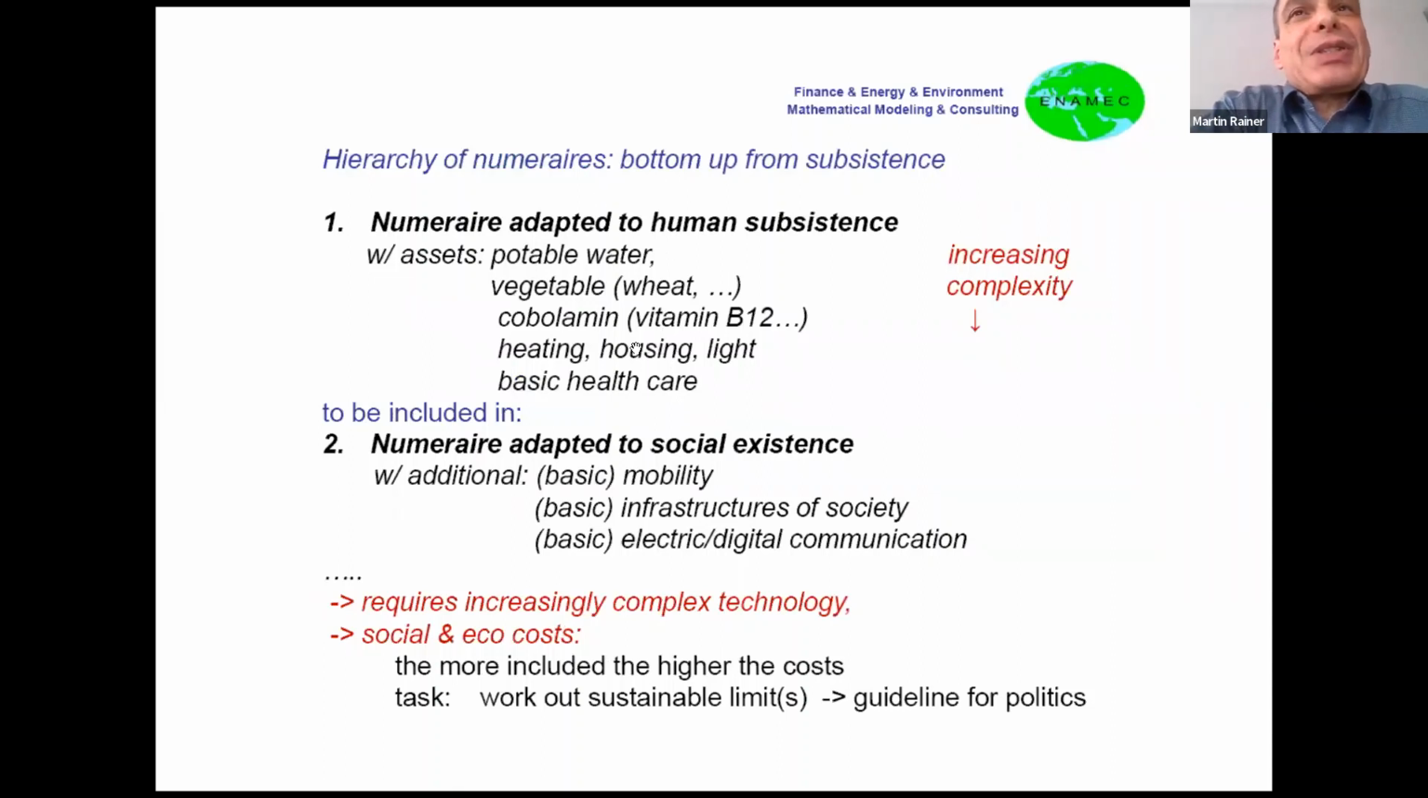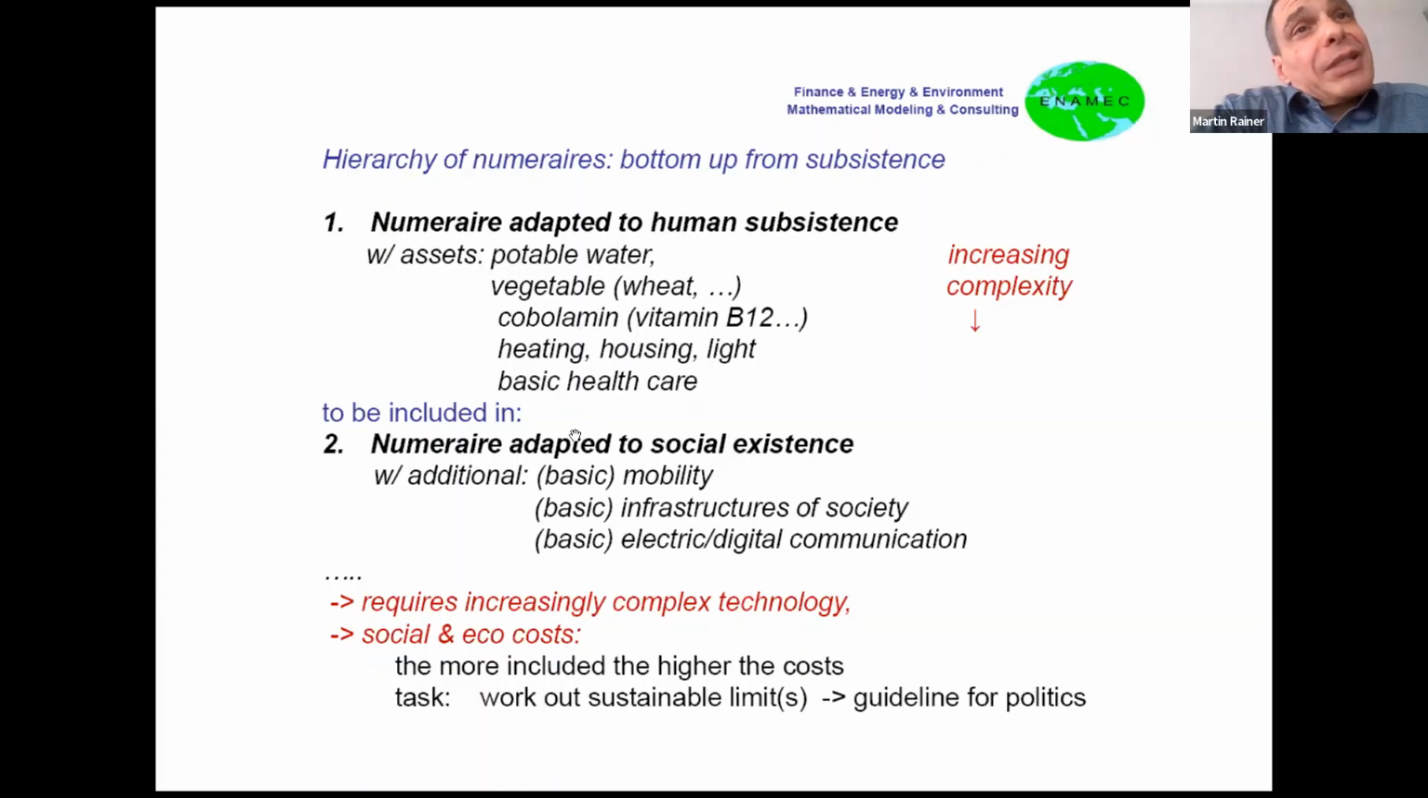Now, in this slide, I set up a little bit of a hierarchy. So, what type of assets should I include? And I go bottom up from subsistence. So, what are the most essential human needs for existence? Drinking water is the first. Then, of course, food, vegetable, wheat, and whatsoever. But some small amount also of non-vegetable, which we need, we need vitamin B12 and others. And we need heating, housing, light, basic health care. Let's say something like this, which is, let's say, human subsistence.